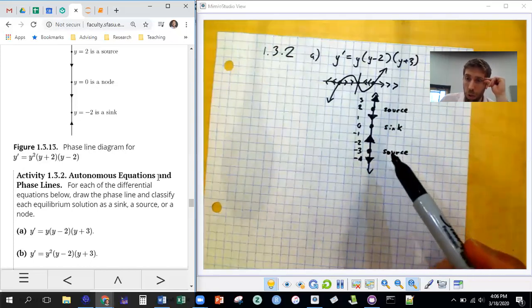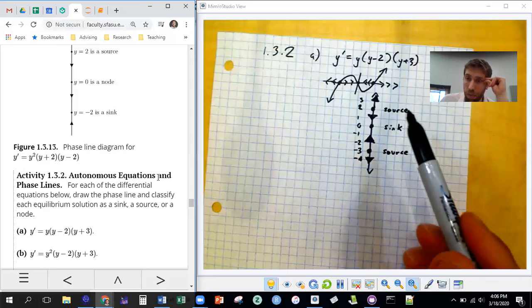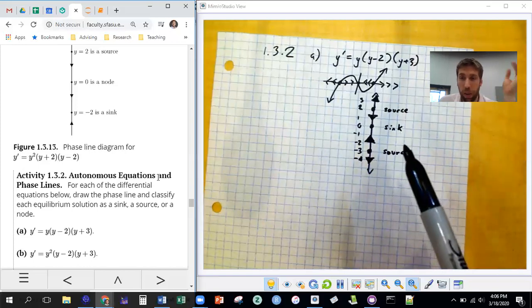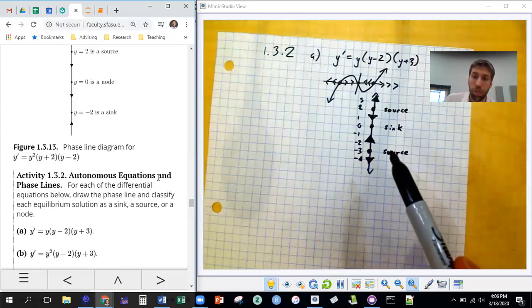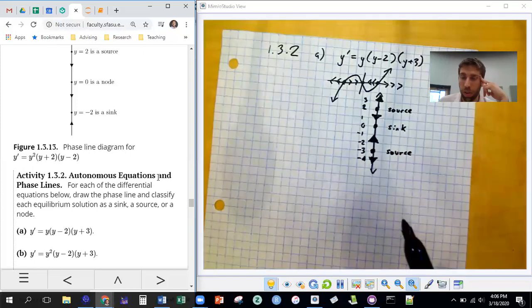But things are called sources because if you go back in time, they go towards the sources. So everything, by backing up in time, everything seems to have come from here or from here. That's why we call them sources. So that's part A. Then let's do the other parts.